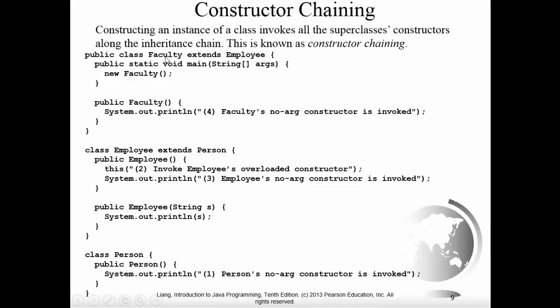If we create an instance of faculty, we're going to print out that faculty's no-arg constructor is invoked. Because faculty extends employee, we will also print out all of this information that goes along with creating an instance of an employee. And because an employee extends a person, we're also going to print out all this information about a person. Because as we create an instance of a faculty, we have to execute the employee constructor. As we create an instance of an employee, we have to execute the person constructor.